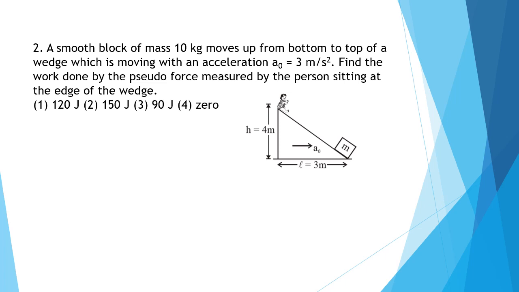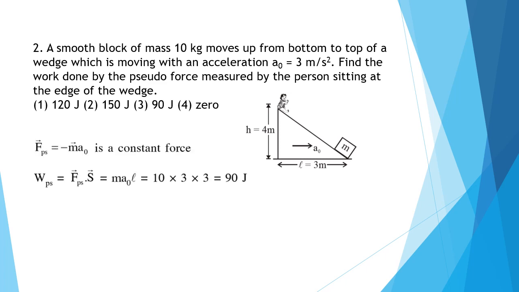So here, first of all, the acceleration that the person sitting on the wedge will observe will be horizontal. So force measured will be equal to minus ma, that is in a horizontal direction. So work done will be F dot S. Now the distance covered as observed by the observer will be 3 meters. Therefore F dot S will be m a dot l. Therefore it will be 10 into 3 into 3. So the correct answer will be option 3, that is 90 joules.